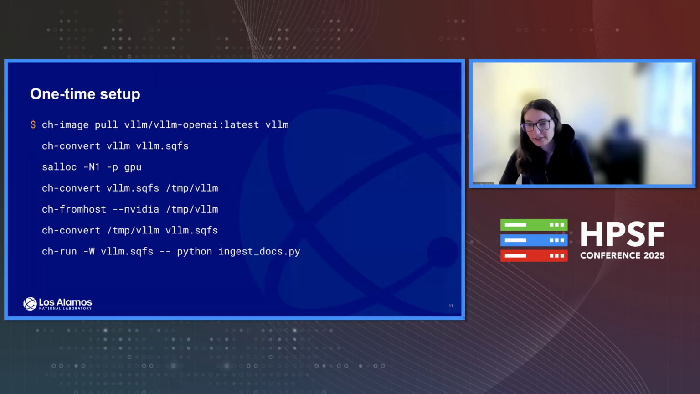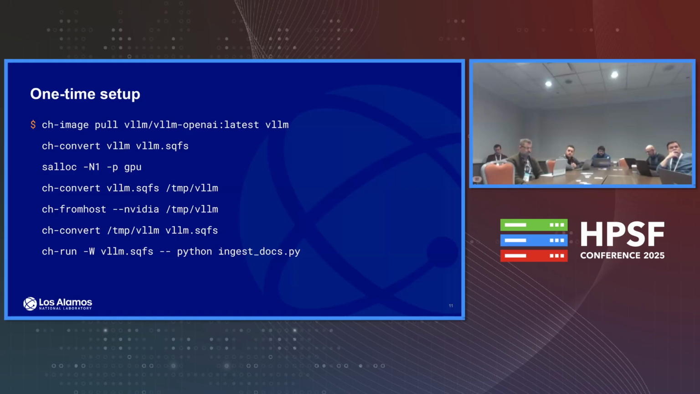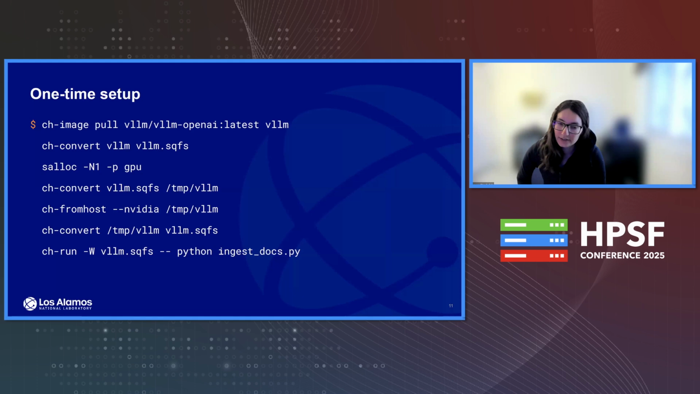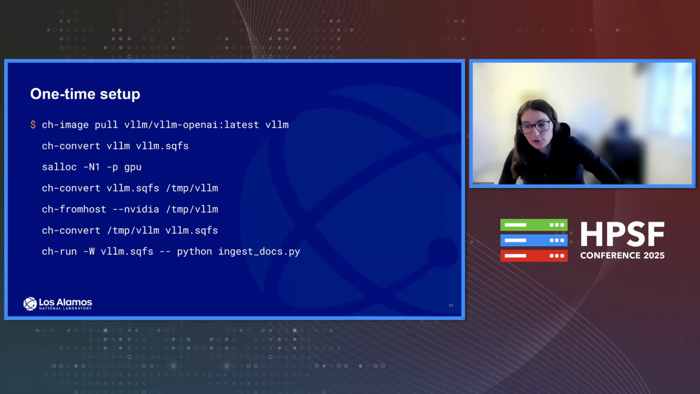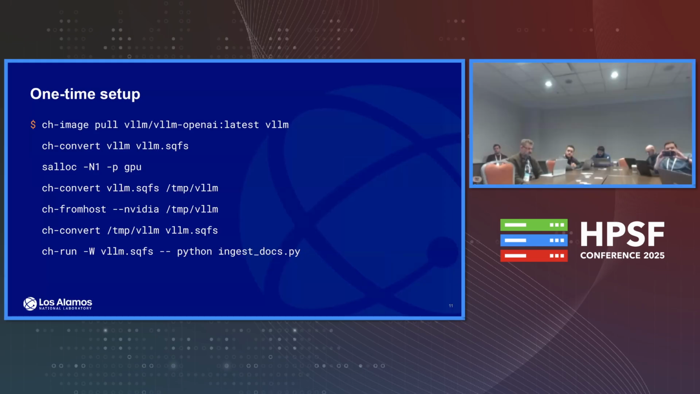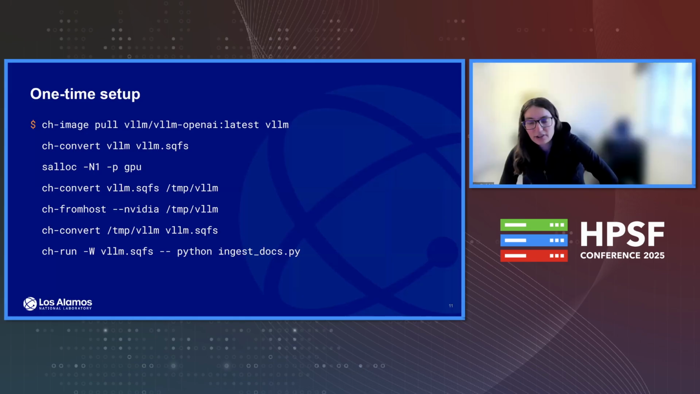From the Charliecloud perspective, the image we used was this vLLM image. Once you have Charliecloud installed and working in the general case, in our case you would pull from Docker Hub. On the first line, I'm tagging it very simply as vLLM. On the second line, I'm converting that container that lives in memory to be at rest in a squashfs format. And then on the third line, I'm checking out a GPU node.